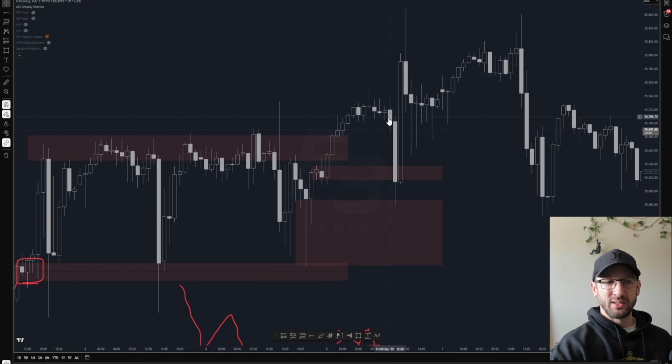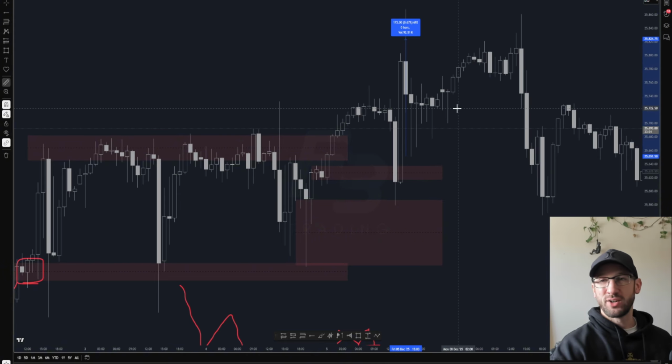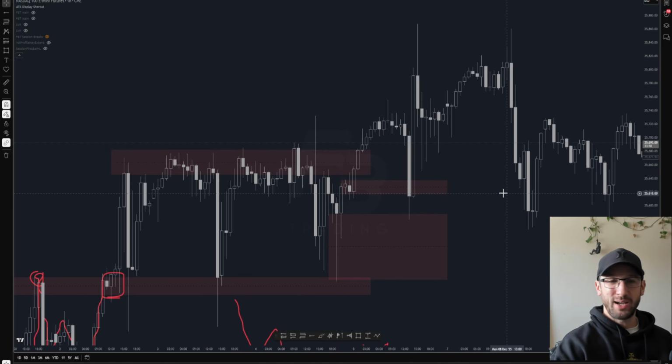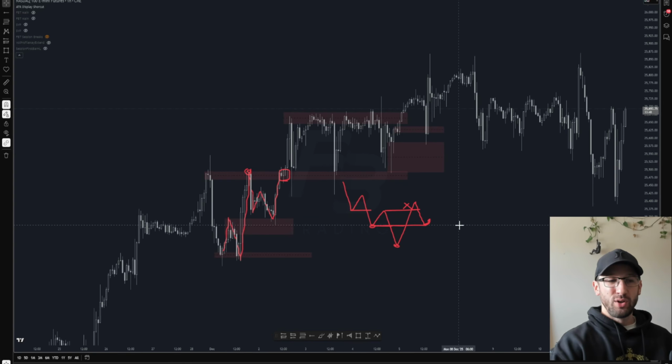But the accuracy, look at this. Price taps into it, reverses, and goes up from here. So imagine catching a trade here and being able to hold and hold and hold and catch a move that's 150 to 200 points, right?